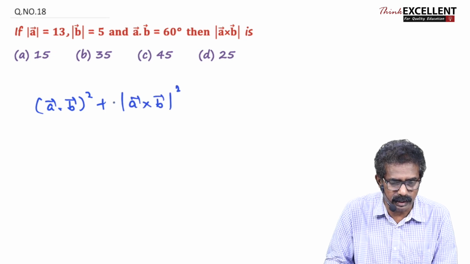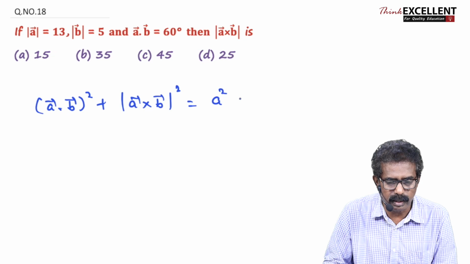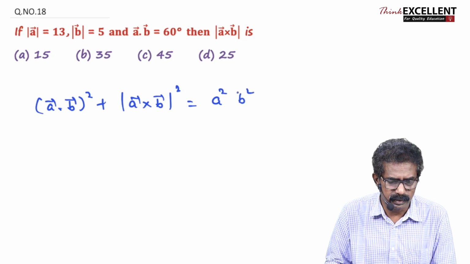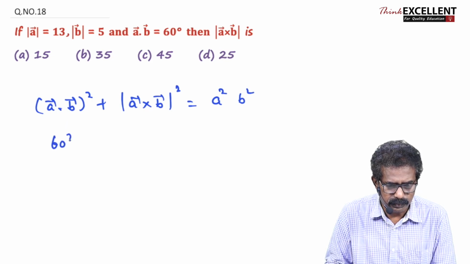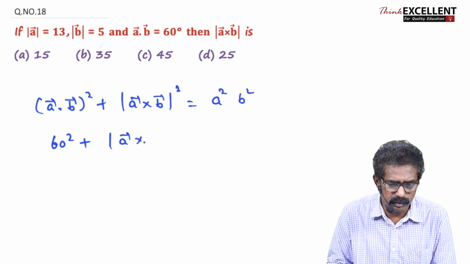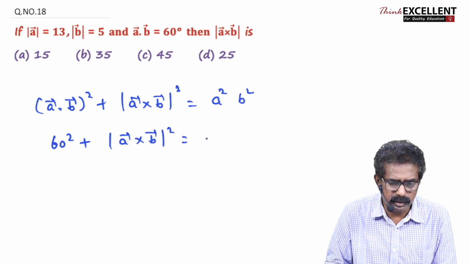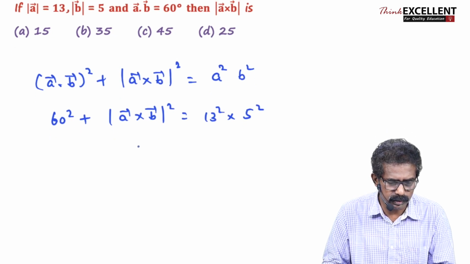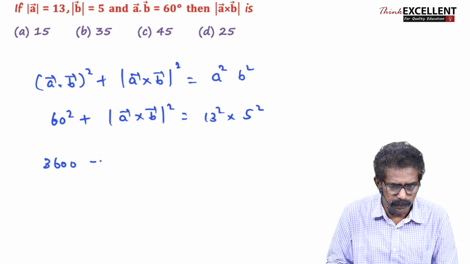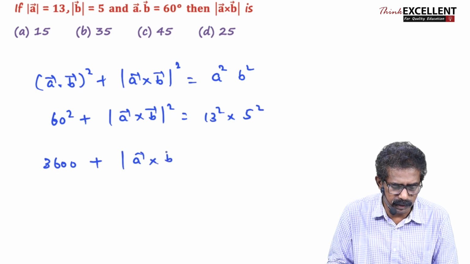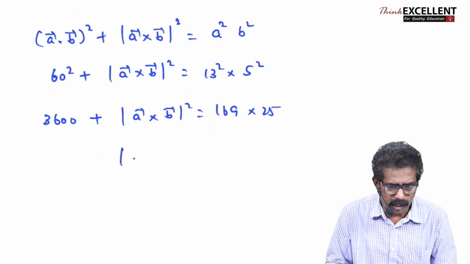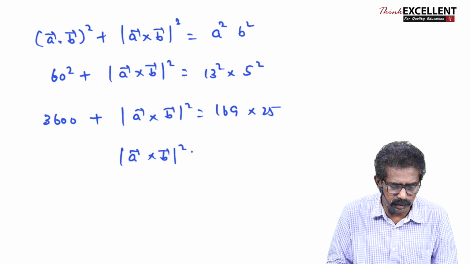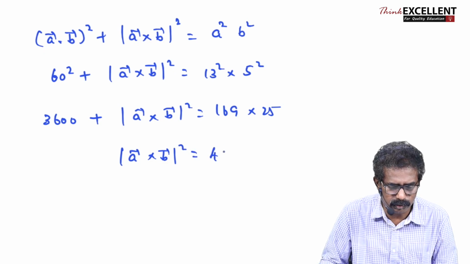A cross B is a vector, okay? So modulus equal to A square B square. A square means modulus A square. A dot B value is 60, so 60 square, plus modulus A cross B square, that's what we want. Modulus A square is 13 square, into modulus B square, 5 square. So 60 square is 3600, plus modulus A cross B the whole square is equal to 169 into 25. If you multiply these two, you get 4225.